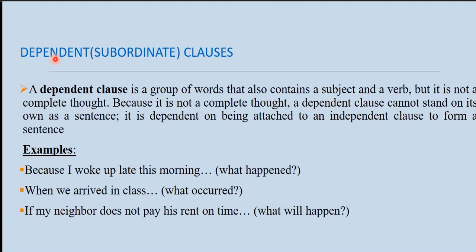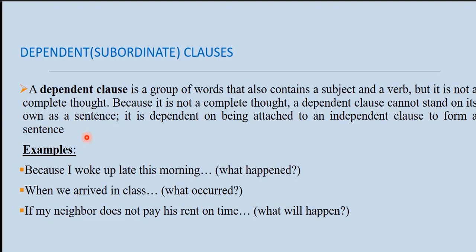So let's see dependent or subordinate clauses. A dependent clause is a group of words that also contains a subject and a verb, but it is not a complete thought. Because it is not a complete thought, a dependent clause cannot stand on its own as a sentence. It is dependent on being attached to an independent clause to form a sentence. So dependent clauses cannot be used on their own without being attached to an independent clause.